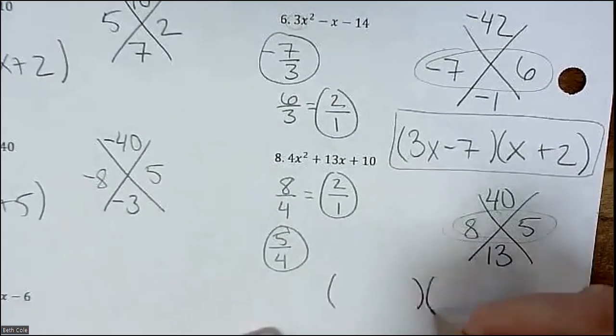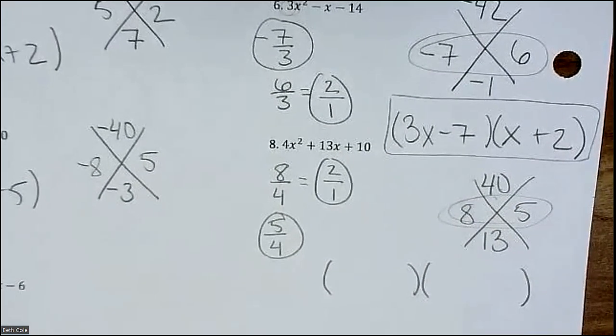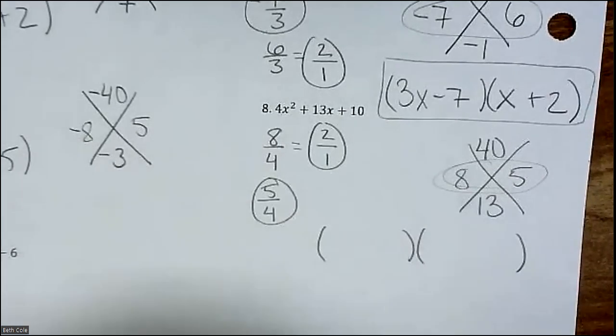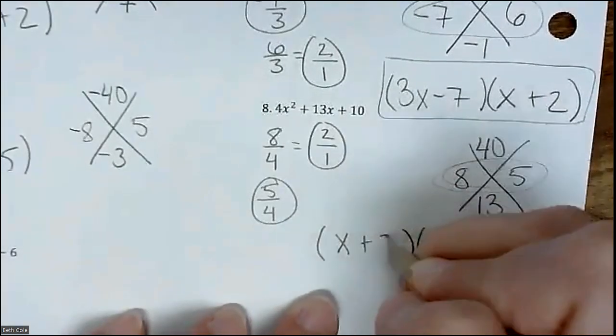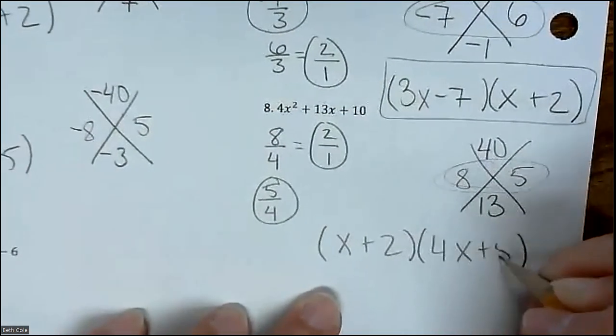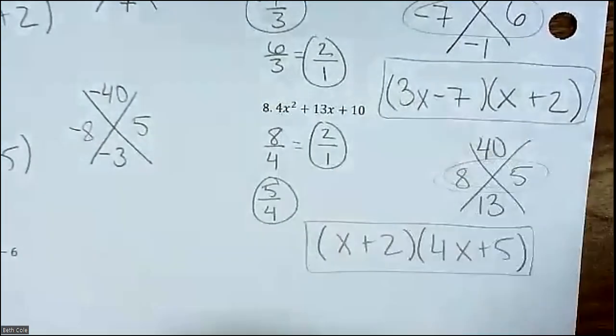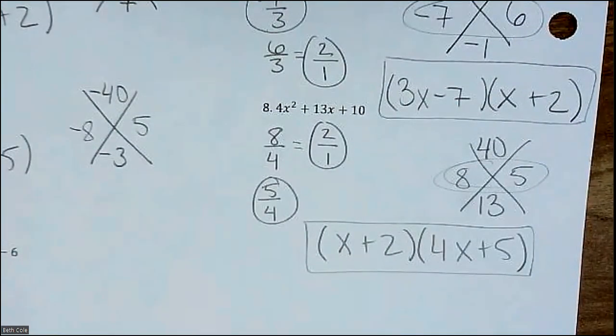All right, and then draw your parentheses for your answer. What is your answer gonna be? X plus 2. Yeah, and then 4x plus 5. Perfect. We just got a couple more. And then I think I skipped a few on the front.